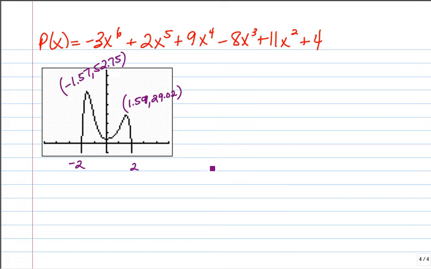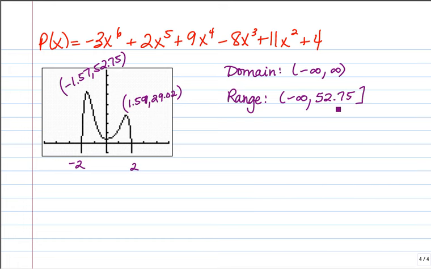Okay, so we know everything we need to know from the comprehensive graph now to answer the questions that we need. We know the domain of this function is all reals. The range of the function, from bottom up, the highest point is 52.75. Now remember, that's an approximation. I'm going to put the bracket there, but we're really approximating that point.